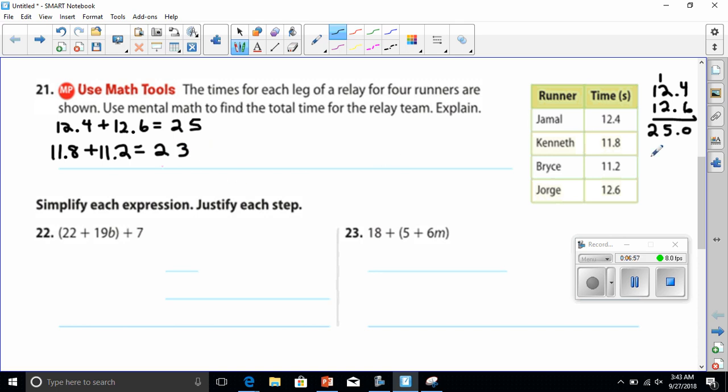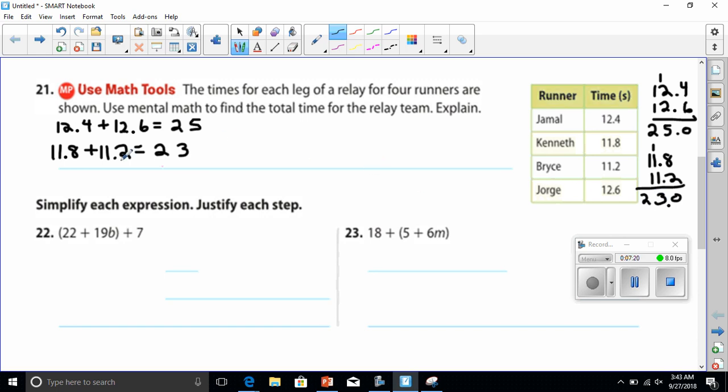For those that cannot see that, let's work it out over here. 11.8 plus 11.2. 8 plus 2 is 0. Carry the 1. 1 plus 1 plus 1 is 3. And 1 plus 1 is 2. Does everyone see that now?